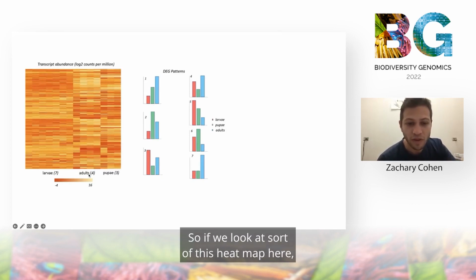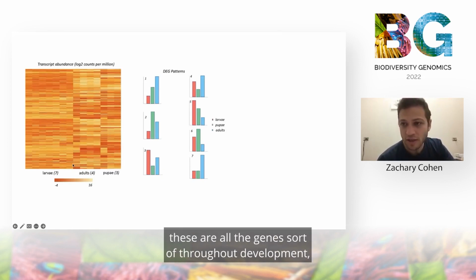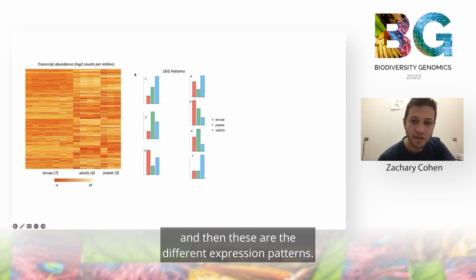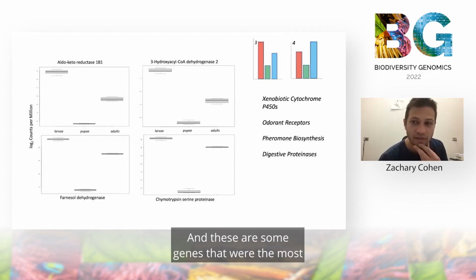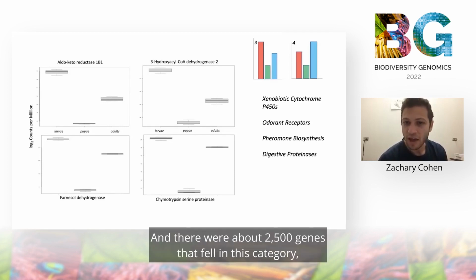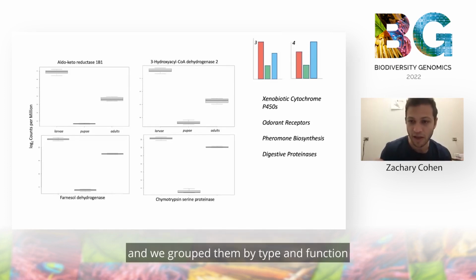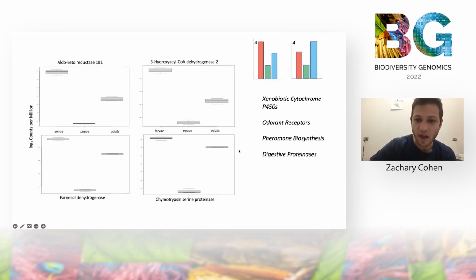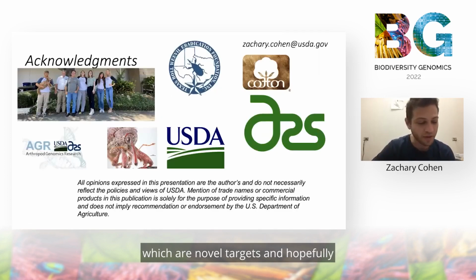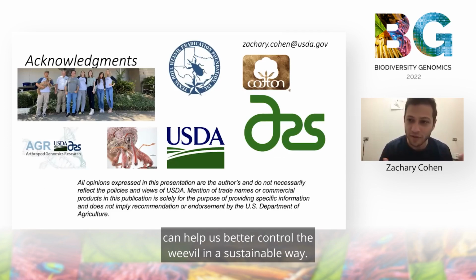If we look at this heat map here, these are all the genes throughout development, and then these are the different expression patterns. We focus on expression patterns 3 and 4 here, and these are some genes that were the most differentially expressed. There were about 2,500 genes that fell in this category, and we grouped them by type and function, which were associated with all these coarser grain categories, which are novel targets and hopefully can help us better control the weevil in a sustainable way.